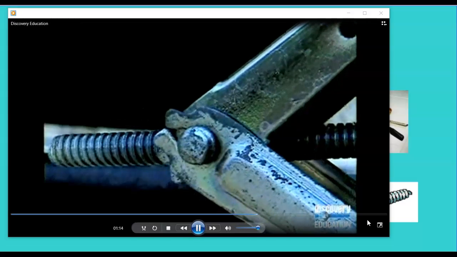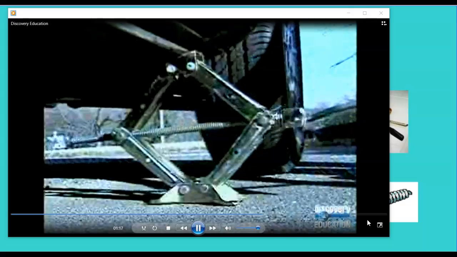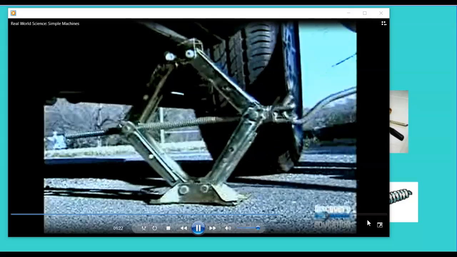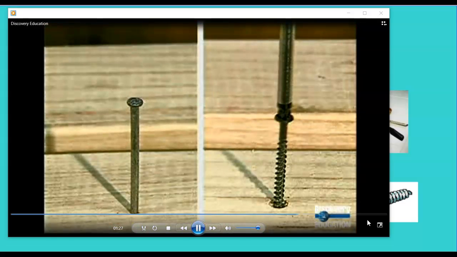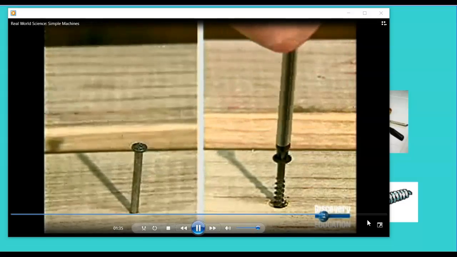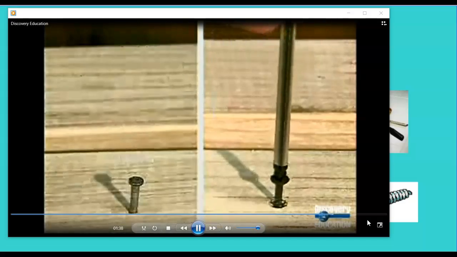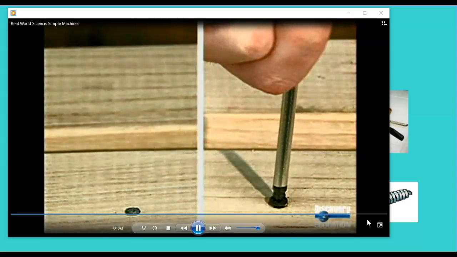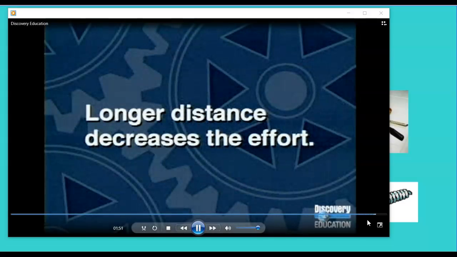In order to lift the car with a car jack, you have to turn the screw many times. With a screw, it takes a little effort to lift the car over a long distance. Here's another example. Let's say you want to put these two pieces of wood together, and you can use either a nail or a screw. Using the nail would take more force. It would take less force to turn the screw. That's because a longer distance is covered when you turn the screw. And as we've already learned, longer distance decreases the effort.